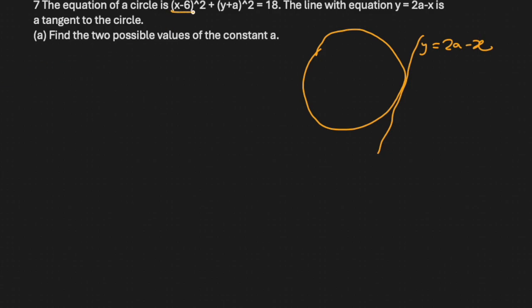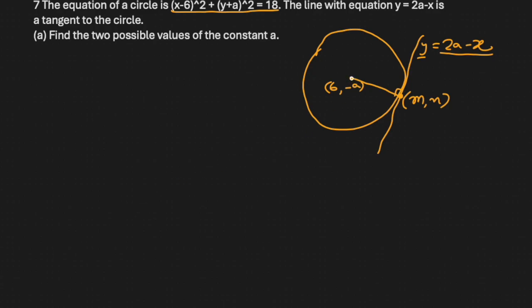And now this is the equation of the circle. It means that the x coordinate of the center is 6, because of x minus 6 squared. The y coordinate of it is minus a, because of this plus a, right? And the angle between them will be 90 degrees. From tangent and radius, the angle will be 90 degrees. Okay, let's call the coordinates of this point m, n.